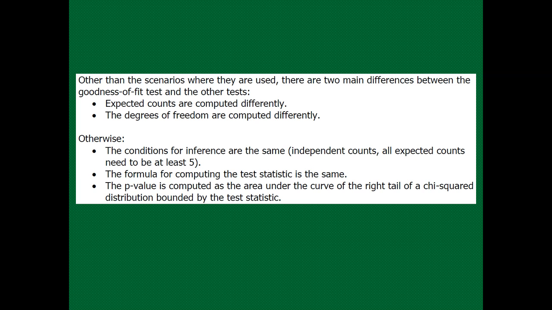The way you compute the expected counts will be a little bit different, and the way you compute the degrees of freedom will be different. Otherwise, there are a lot of similarities. All the conditions for inference are the same, the way you compute the test statistic is the same, and the p-value is still going to be computed as the area under the curve of the right tail of a chi-squared distribution where the test statistic is the bound.